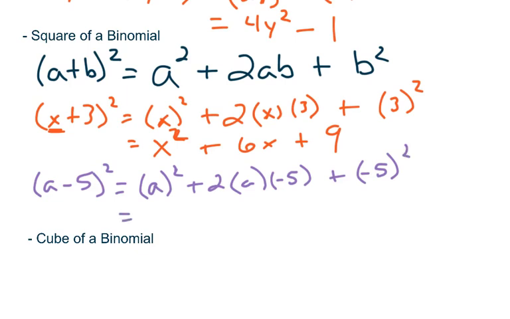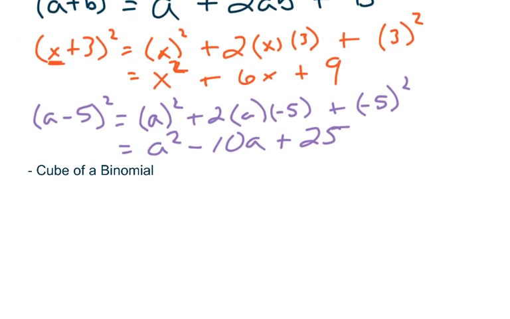So a squared, well, that's just a squared. 2 times a times negative 5 is negative 10a. And then plus negative 5 squared: negative 5 times negative 5 is positive 25. So a squared minus 10a plus 25. That term on the end is always going to be plus because you're squaring a number. You always get a positive when you square. And the first sign actually matches the sign in the parentheses at the beginning.